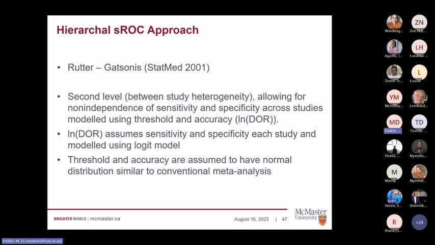And to account for the correlation between the sensitivity and specificity, the diagnostic odds ratio is modeled using a logit model rather than just calculating it at the start and then pooling it together. So you're actually modeling that. So this takes the previous method and includes the between study heterogeneity by modeling random effects around the accuracy and threshold, and it accounts for the correlation using the logit model for sensitivity and specificity. So now here, all levels of correlation are accounted for and between study methods are accounted for as well.